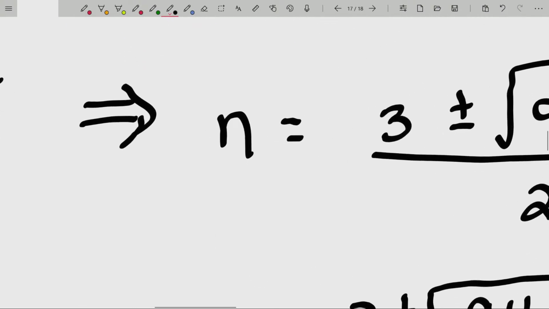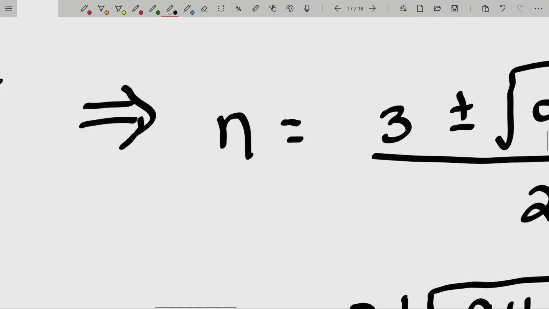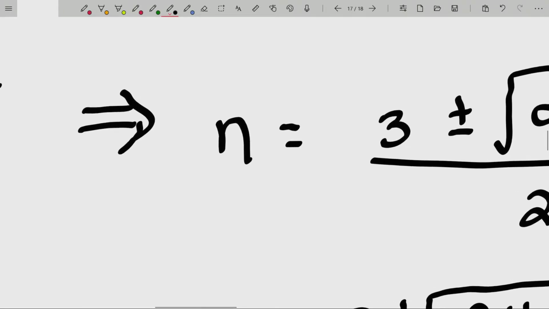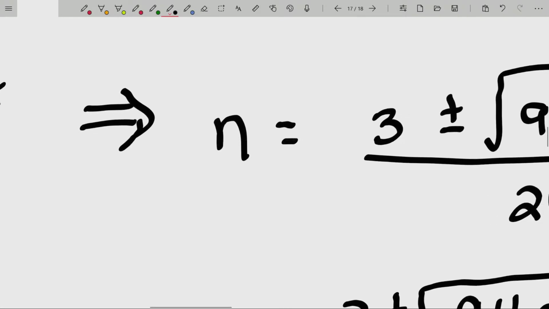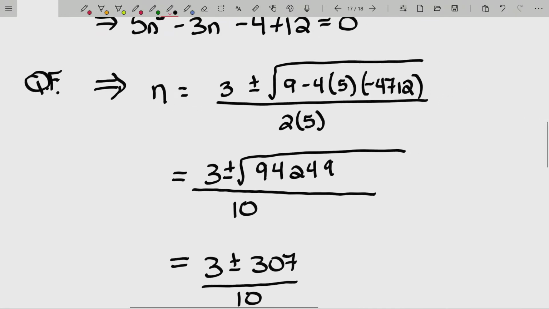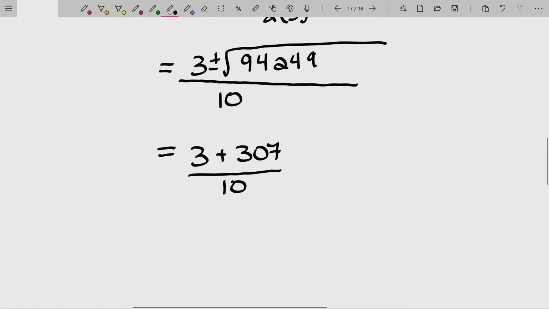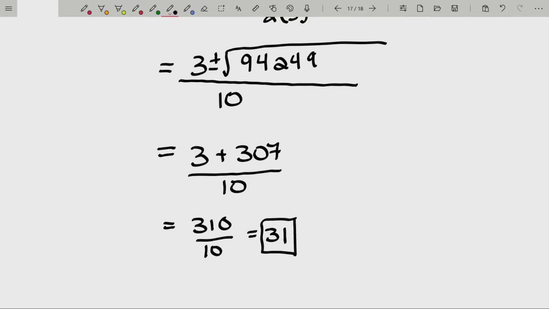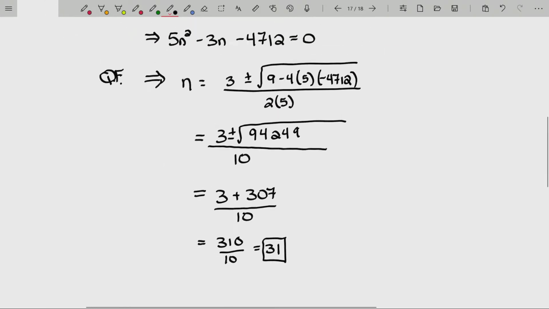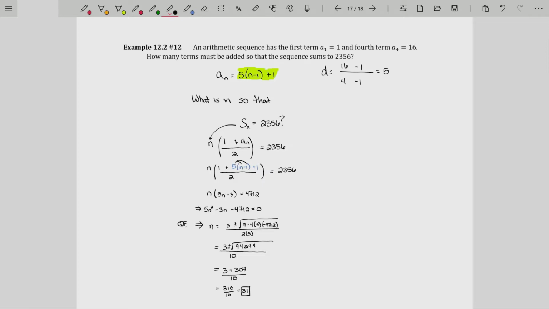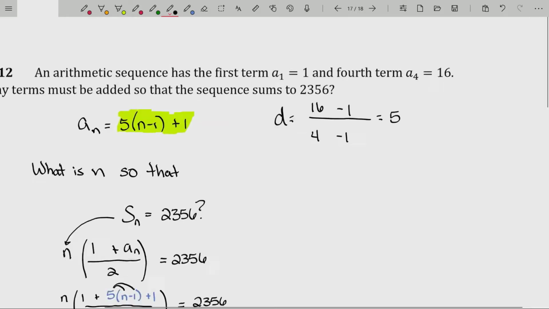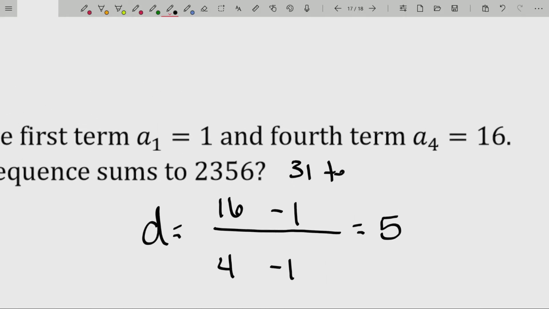Remember what n stands for. It's the index of your arithmetic sequence. n is 1, 2, 3, 4, 5, right? So it's an integer, it's positive specifically, so it's a natural number. So I'm not going to go for the negative there, because the negative will force that number to be negative. I will add. I'll get 310 over 10, which is 31. So going back and seeing what this means in the original question, how many terms must be added so that the sequence sums to 2,356? Oh, well, 31. 31 terms must be added.